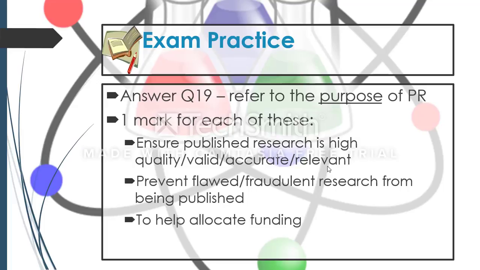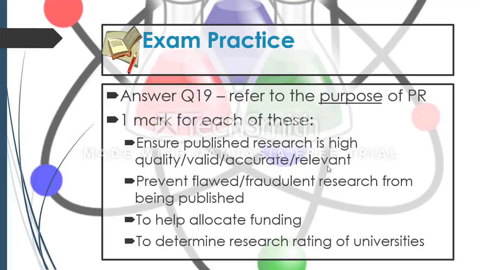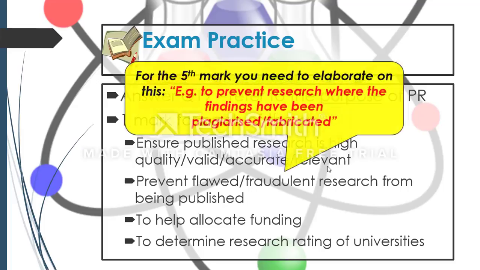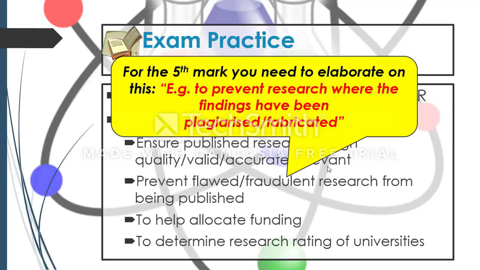3rd mark, to help allocate funding. And 4th mark, to determine the research rating given to universities. So that's 4 marks there. For the 5th mark, you need to elaborate on 1 or more of these. For example, to prevent research where the findings have been plagiarised or fabricated. That's just elaborating on what fraudulent means. So you could add that as a 5th mark when you've said that point there.